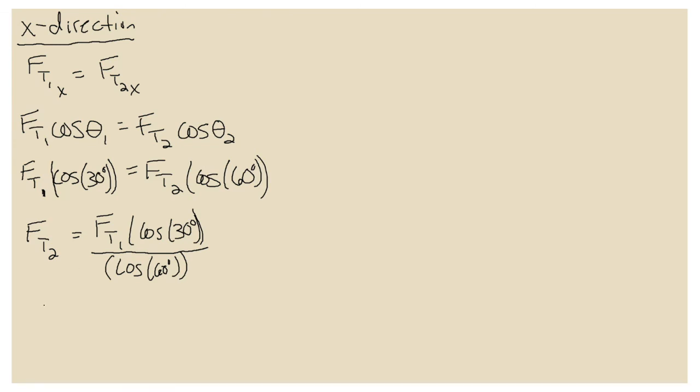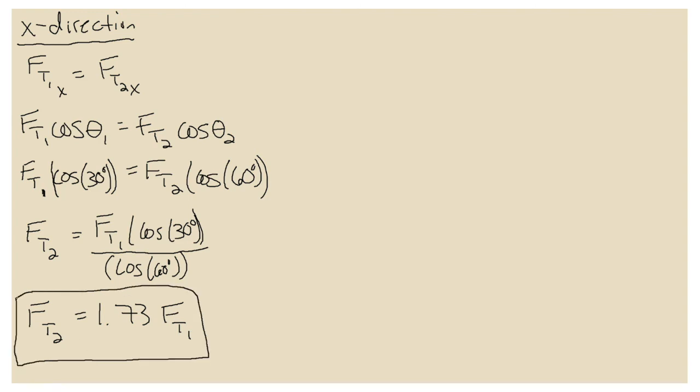And so when you take those and you divide them, it's important to realize now what we've done is we've solved for one in terms of the other, one tension in terms of the other. If you take cosine of 30 divided by cosine of 60, you get approximately 1.73. And so we can say that Ft2 is about 1.73 times Ft1. And if you take these things to 2 or 3 digits, really that's all you need, particularly because the weight is only given to 2 sig figs, and so we're not going to go too nuts. And that's it for the x direction.